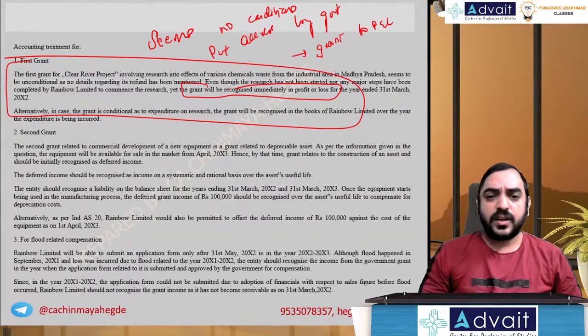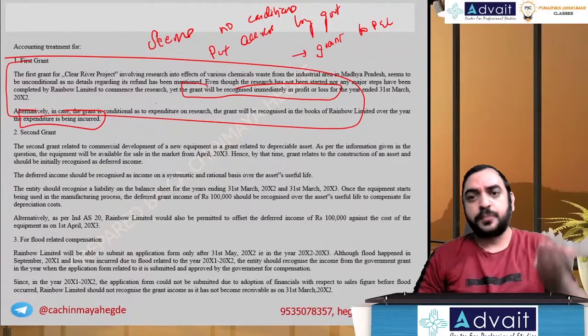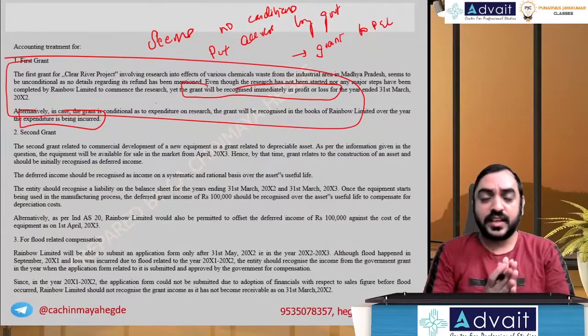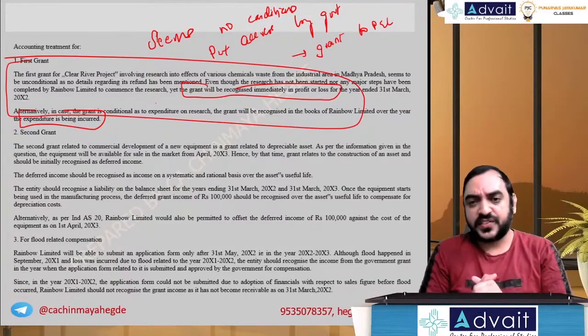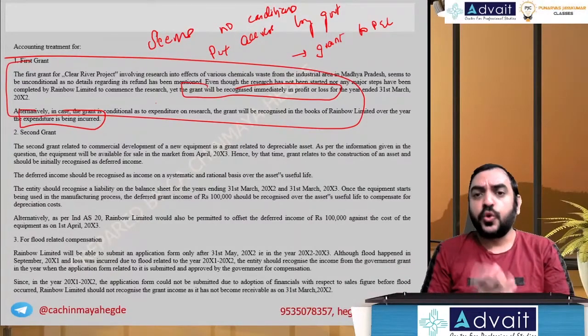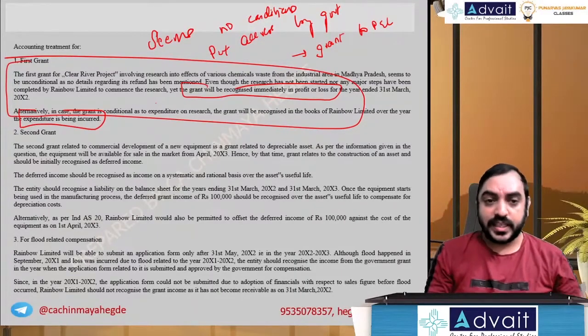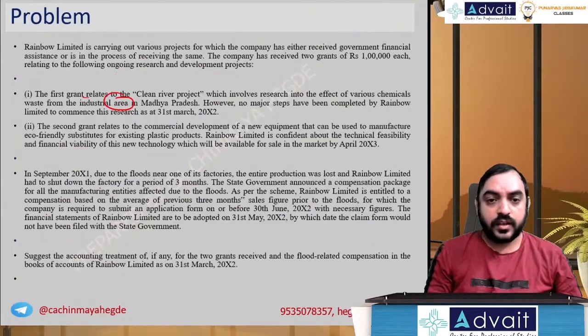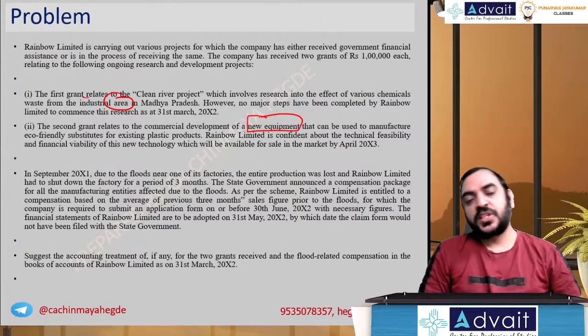Alternatively, you can also do related to expenditure will be recognized over the year of expenditure being incurred. So when you are expected to incur the expenditure, you can recognize the grant alternatively. But in this case, I would recommend go with the first case. That is, since no conditions attached, taken to P&L account immediately. A second grant relates to commercial development of a new equipment. What is the special feature?